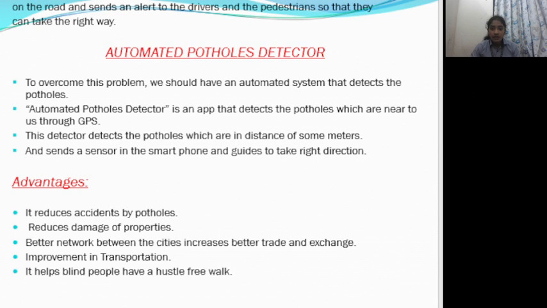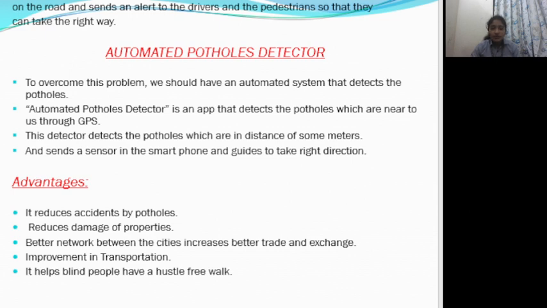Automated potholes detector. To overcome this problem, we should have an automated system that detects the potholes. Automated potholes detector is an app that detects the potholes which are near to us through GPS. This detector detects the potholes which are in distance of some meters and sends a sensor in the smartphone and guides to take right direction.